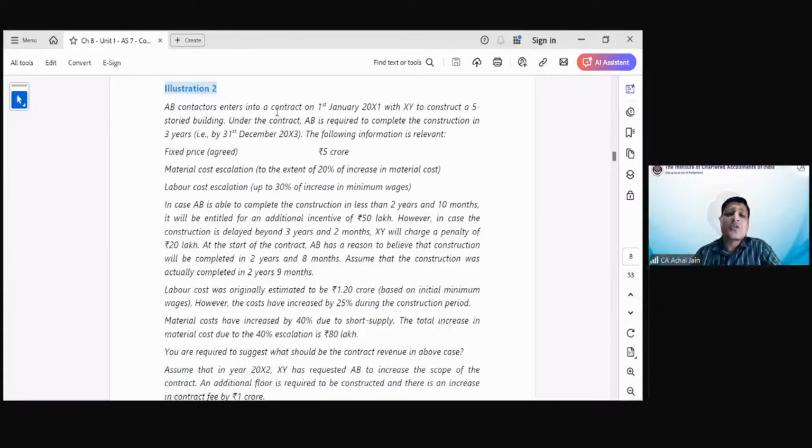Assume that the construction was actually completed in 2 years and 9 months. So that's the assumption you are required to take. Labor cost was originally estimated to be 1.2 crore. Originally means when initially the assessment was done. However, costs have increased by 25% during the construction period.